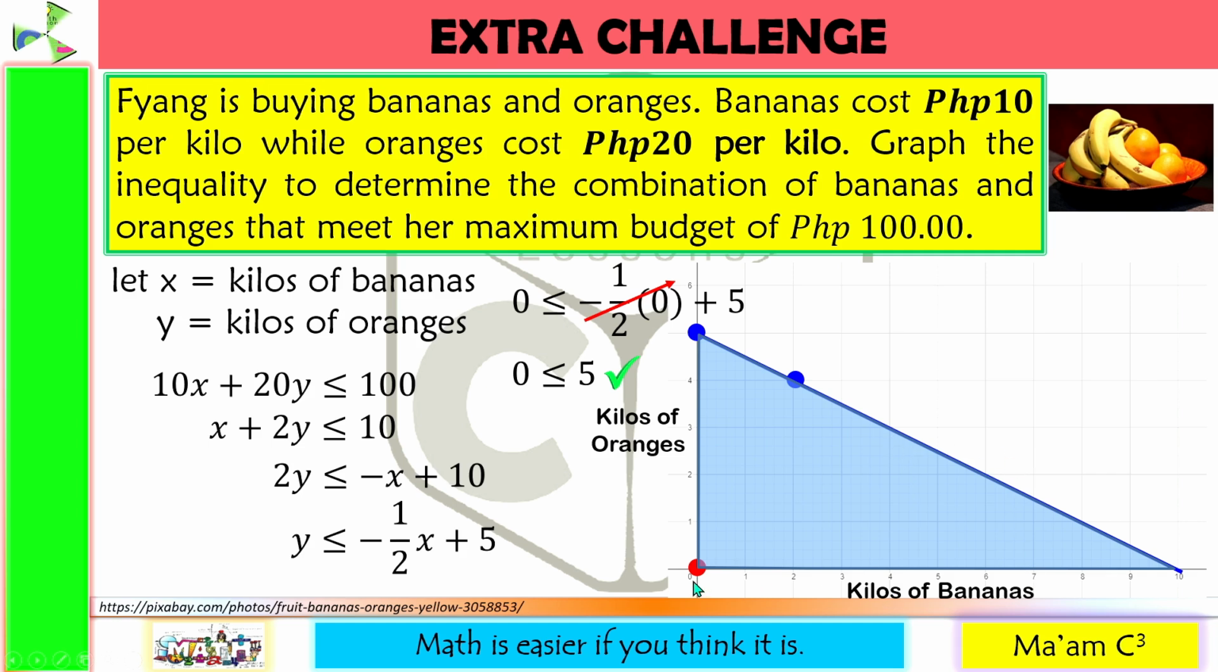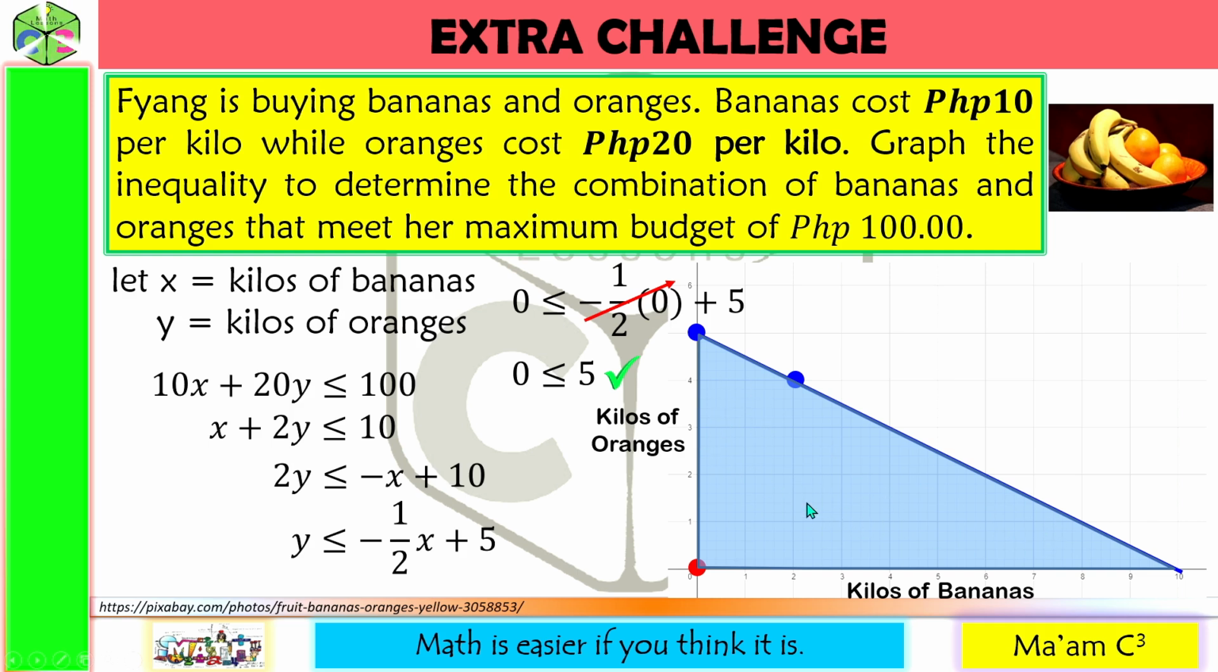It could also be 6 kilos of bananas, that would be 60, and 2 kilos of oranges, that would be 40. 40 plus 60 is 100. Or 8 kilos of bananas, that would be 80, and 1 kilo of oranges, that would be 20. 20 plus 80 is 100. So those were just the exact kilos for bananas and oranges. But it could be any combination that is within this shaded region.